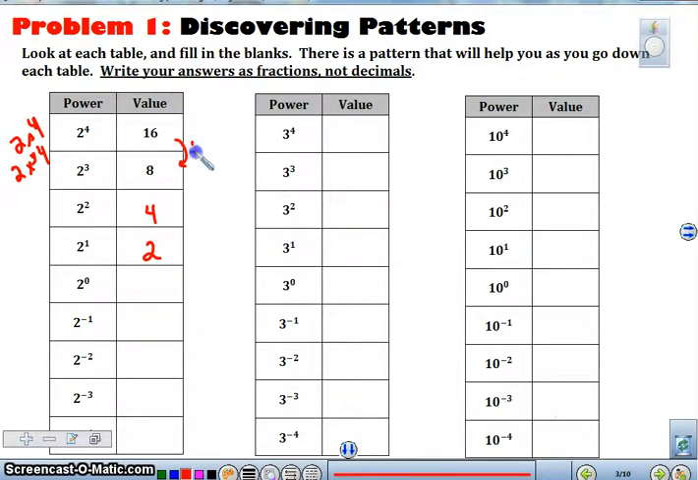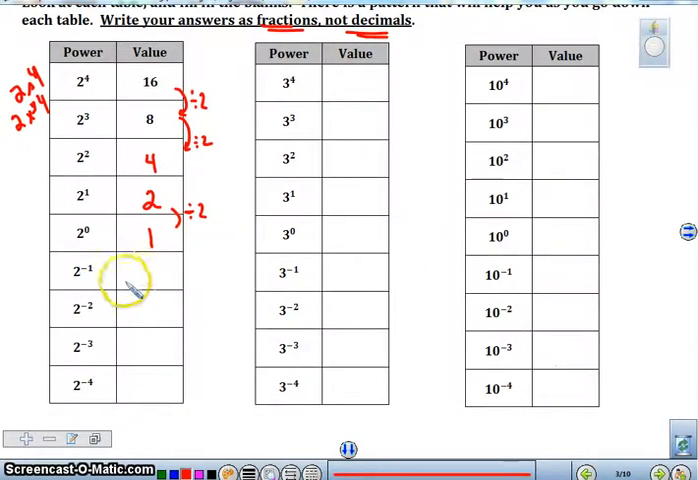16 divided by 2 gives us 8. 8 divided by 2 gives us 4. So if we continue with that pattern, check it in your calculator, 2 to the 0, it comes out to be 1, which makes sense because 2 divided by 2 is 1. So now we're going to put these as fractions, not decimals, no decimals. If you use your calculator, most of you, it comes out 0.5. But again, we're going to take 1 and divide it by 2. So 1 divided by 2 is 1/2.